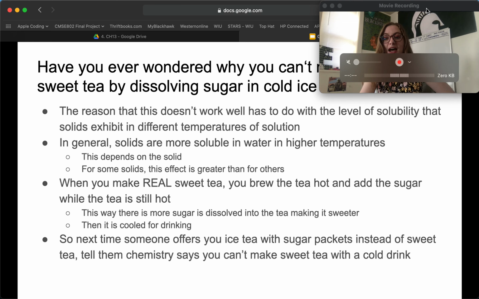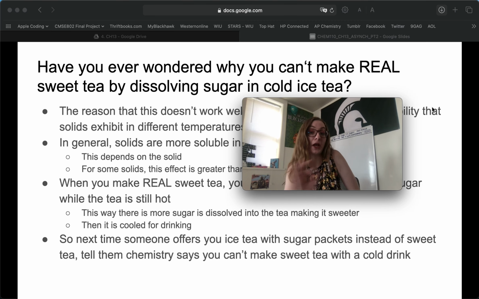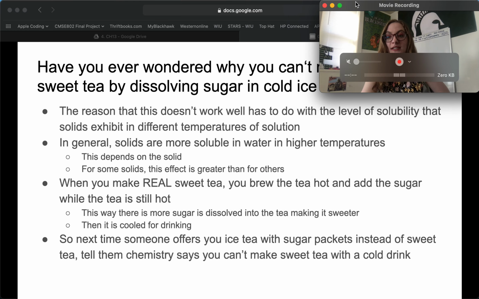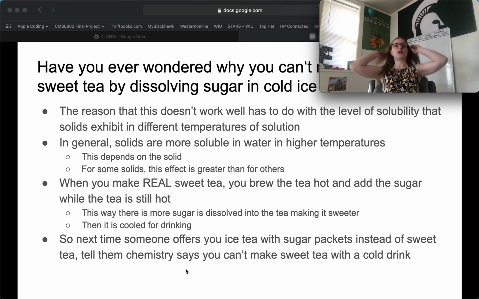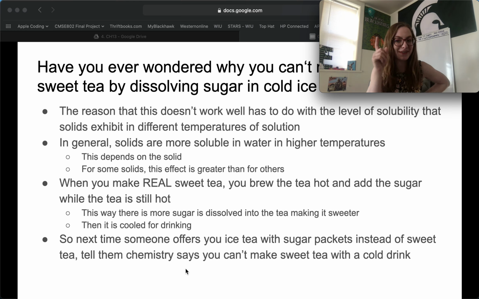So I'm going to move my video so you can see my next point because I kind of like it. Have you ever wondered why you can't make real sweet tea by dissolving sugar in cold iced tea? A lot of times in the Midwest, at least, or tending to be up towards the north, sweet tea is a very southern thing. Oftentimes, if you go to a restaurant and you ask for sweet tea, they'll say, oh, we have iced tea, and here, have some sugar packets, make yourself sweet tea. Well, this is why you can't really do that.